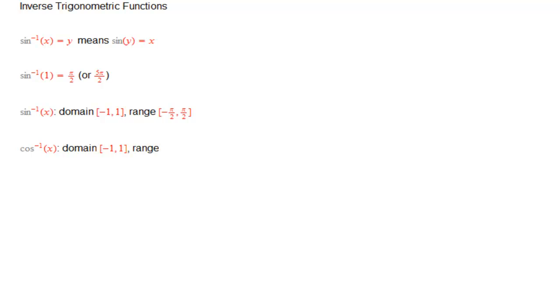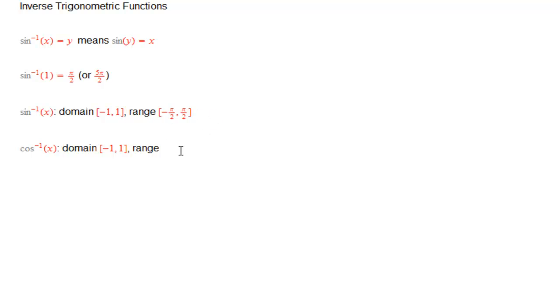Now what's the range? Well, we won't be able to use -pi/2 to pi/2, because cosine of -pi/2 is 0, cosine of pi/2 is 0, and everywhere in between cosine is positive. So we'd never get cosine equal to a negative number between these two angles.